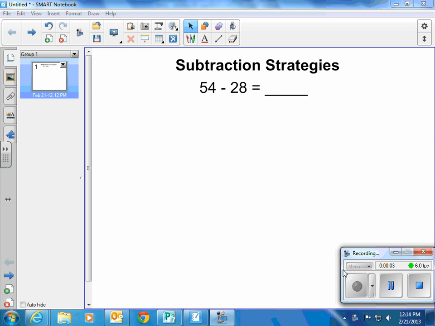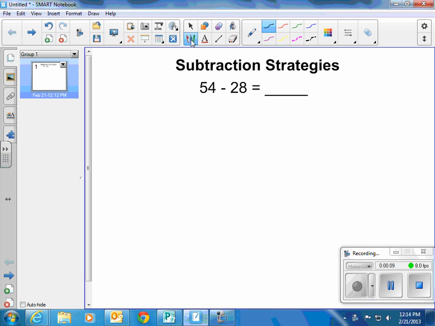Let's take a look at some different subtraction strategies we can use to solve the problem 54 minus 28. I can either choose to count back from 54, or I can choose to start at 28 and count up until I get to 54. The first strategy that we'll use is counting back.